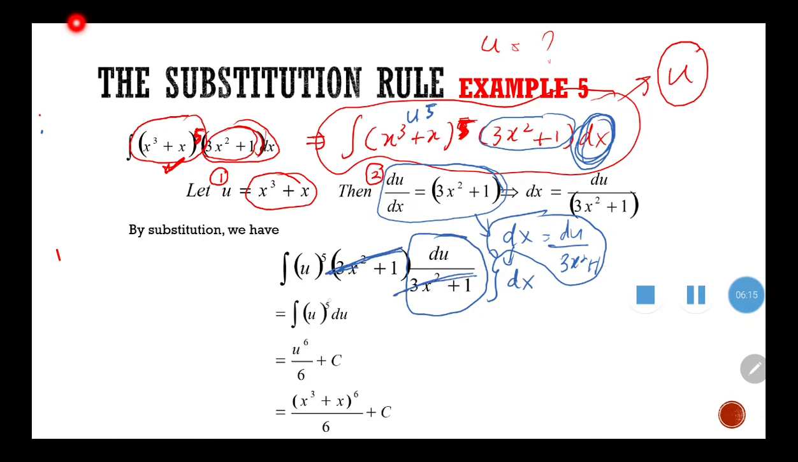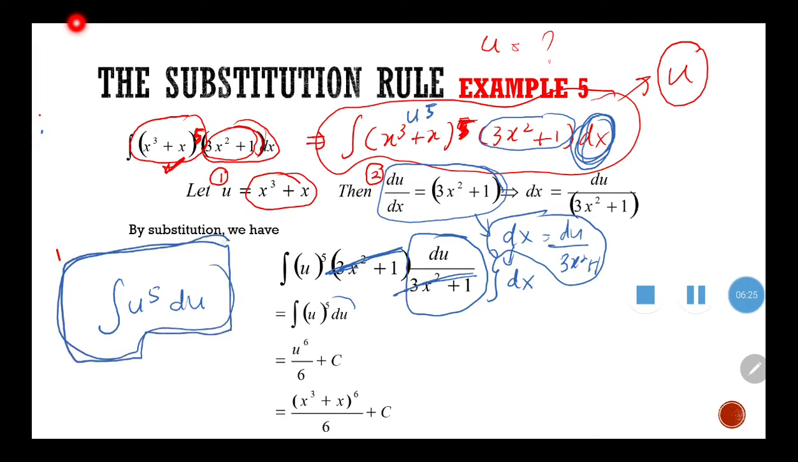So now what we are left with is only the integration of u power of 5 du. Senang ke susah nak integrate yang ni? No big deal, kan? It's just u power of 5 with respect to du. Tak ada x dah, jangan risau dengan x. So u power of 6 over 6 plus c.